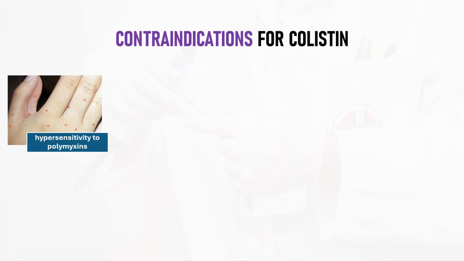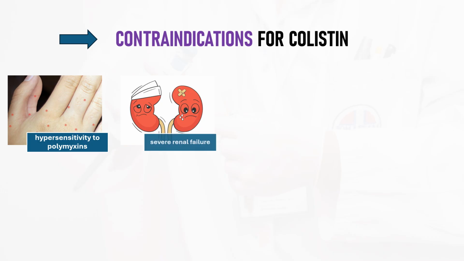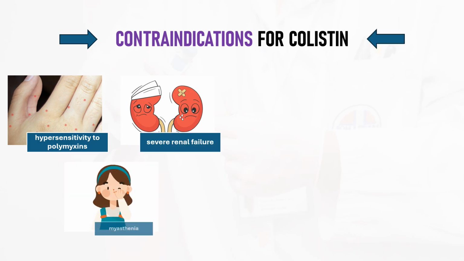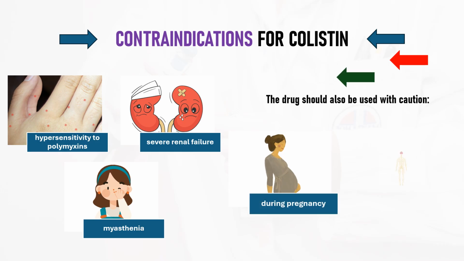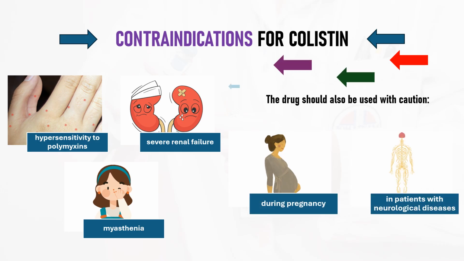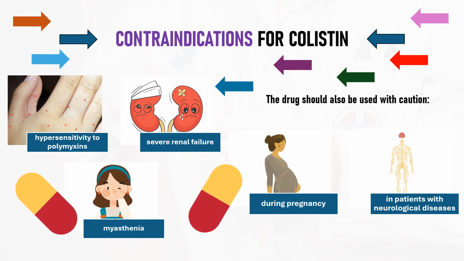Contraindications for colistin. Colistin is contraindicated in hypersensitivity to polymyxins, severe renal failure, and myasthenia. The drug should also be used with caution during pregnancy and in patients with neurological disease.